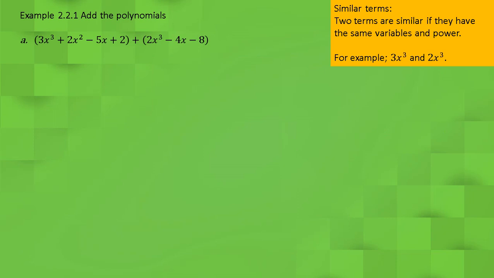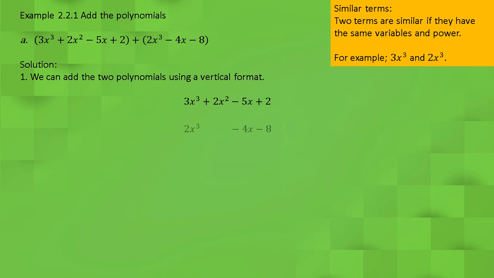Let's have example 2.2.1. Add the polynomials. We have letter A, 3x cubed plus 2x squared minus 5x plus 10 plus 2x cubed minus 4x minus 8. We have here the solution. We can add the two polynomials using a vertical format. So, you have to align similar terms.